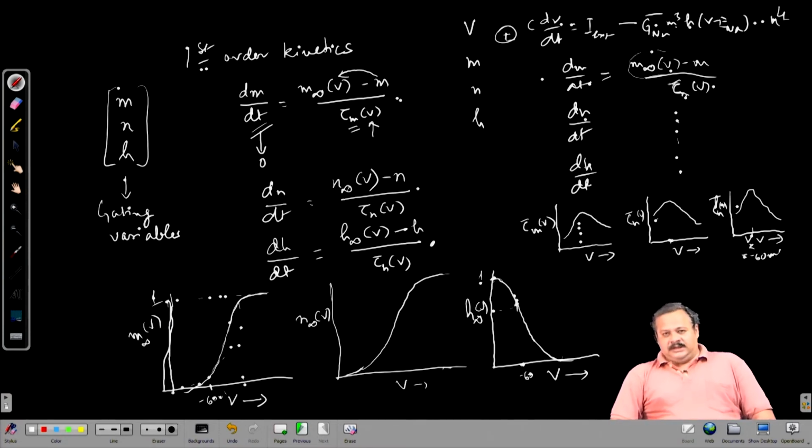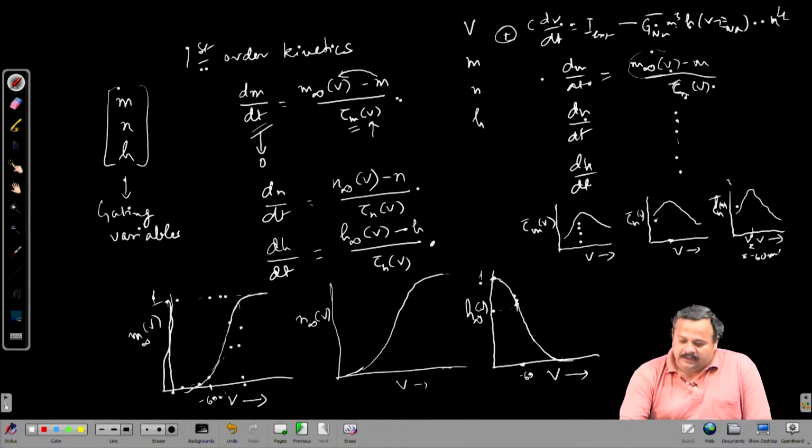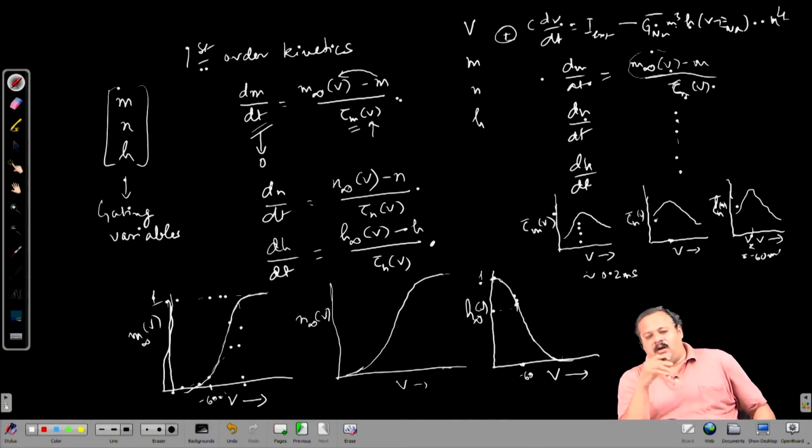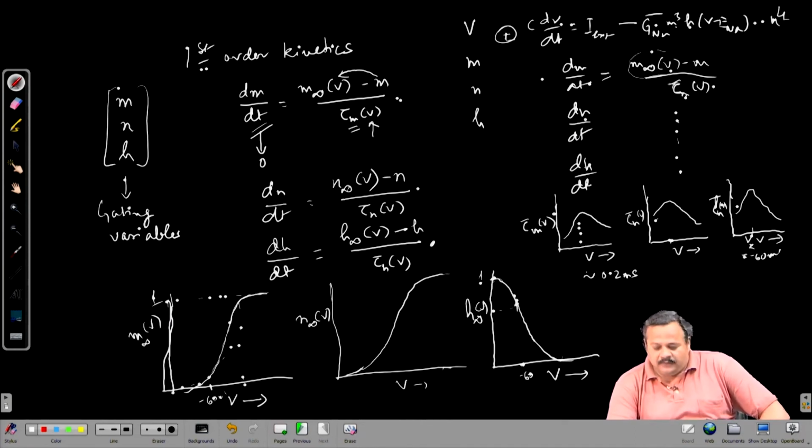So, notice something. They all look similar, but a very important point is the scale here. These tau m values are very small, in the order of 0.2 millisecond and less, or less than half a millisecond. Tau n is of the order of 2 to 5 milliseconds, and tau h is of the order of 10 to 20 milliseconds.